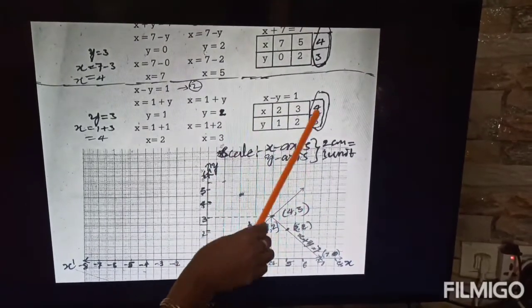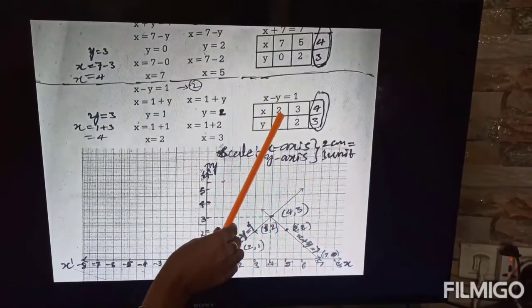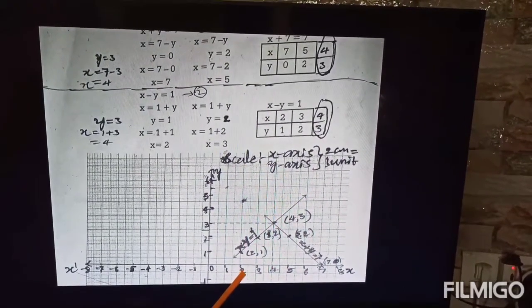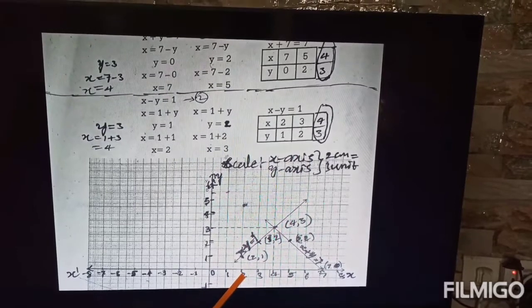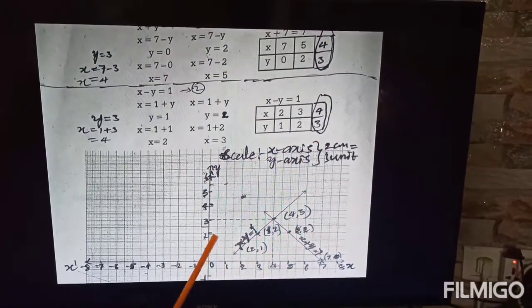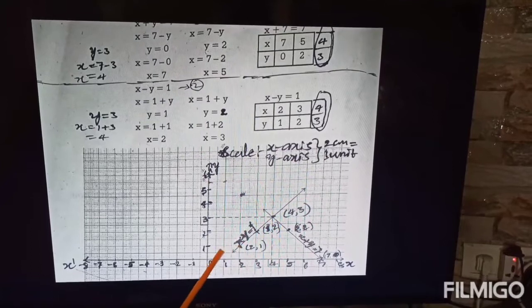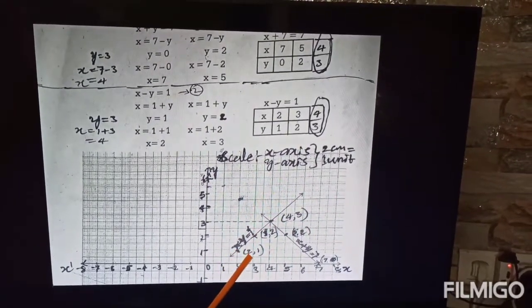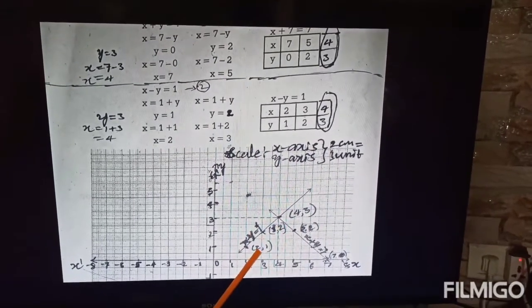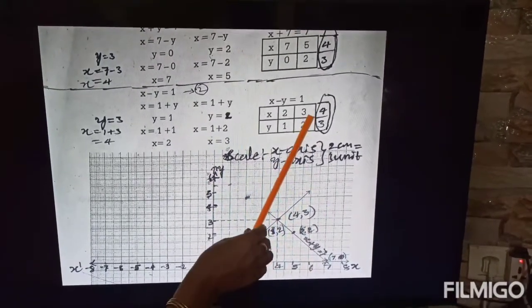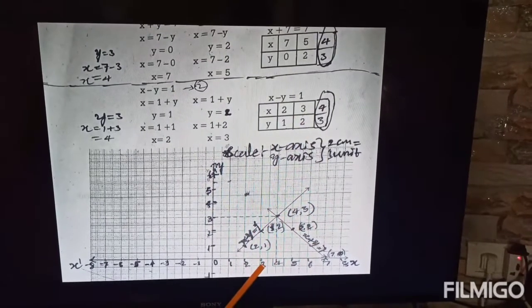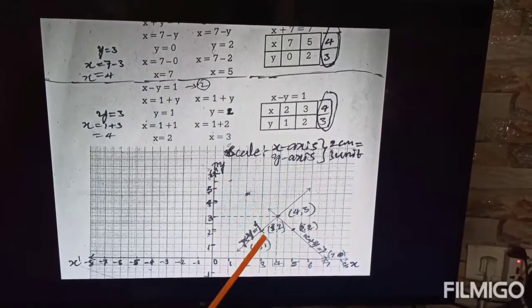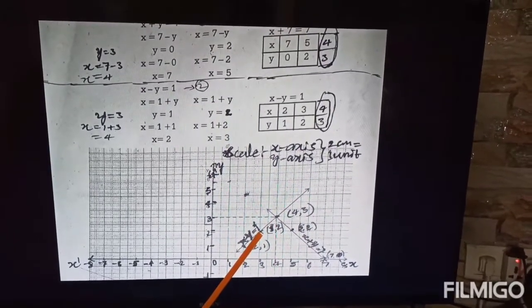Now come to the second equation. Here first point is 2, 1. 2, that is also positive on the right side of the x-axis. This is 2. Then 1 means go up, positive number. Here 1 and 2 both intersect here. This is the point having the coordinates 2, 1. And second point is 3 comma 2. 3 is this one, 2 means this one, y value 2, x value 3. Both are intersecting here. Okay.